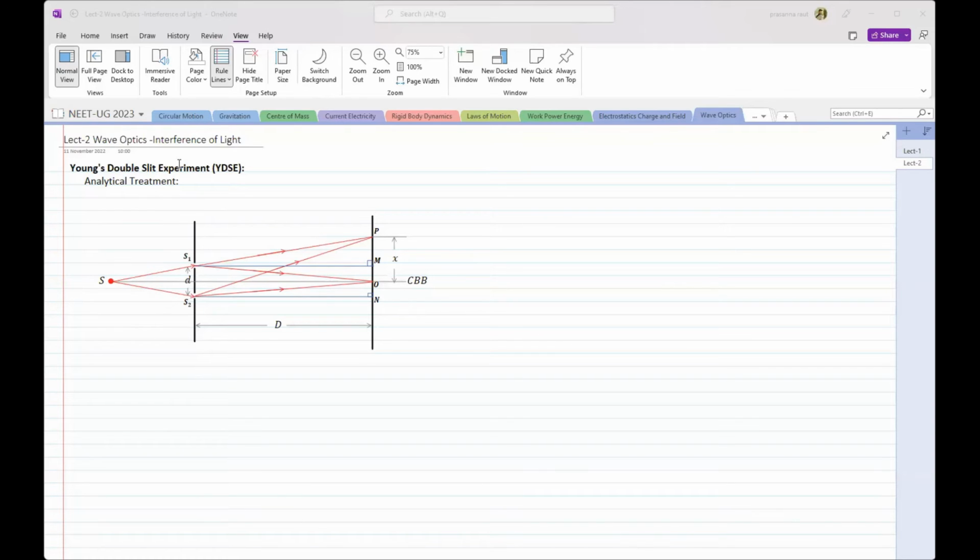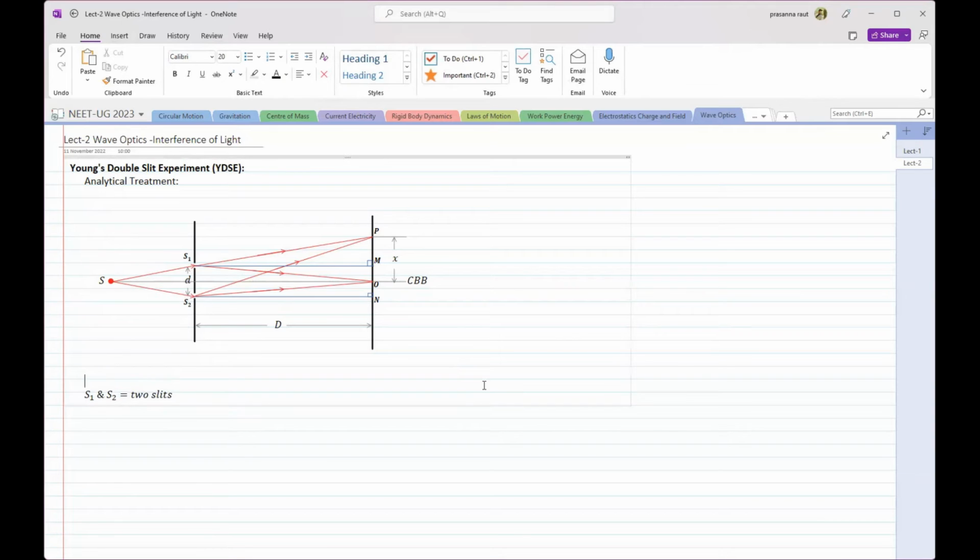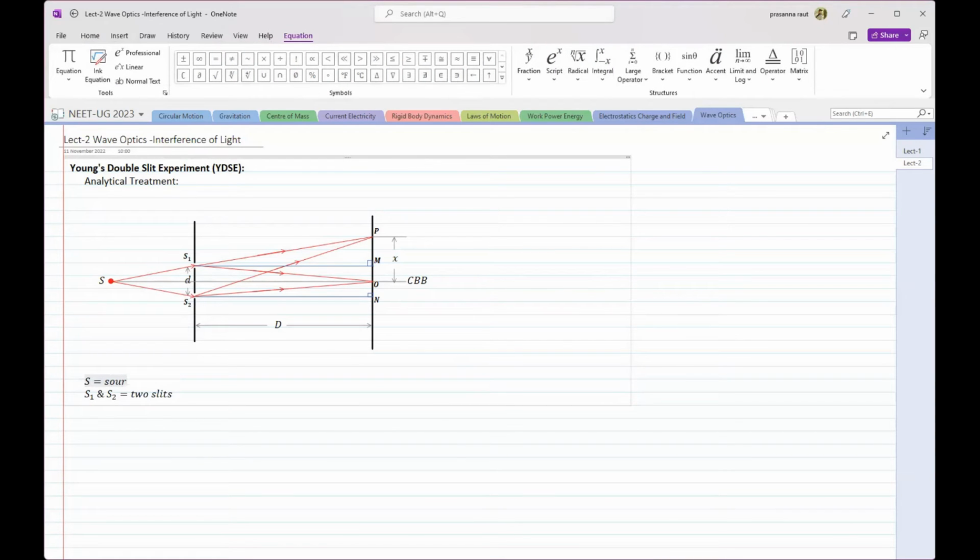So in the previous lecture, we have seen the YDSE arrangements, Young's double slit experiment arrangements, and we have drawn this diagram where my assumptions are again, this is the experimental setup. So S1 and S2 are the two slits separated by distance d. So I can just write S1 and S2, two slits. Okay. S itself is the source of monochromatic light.